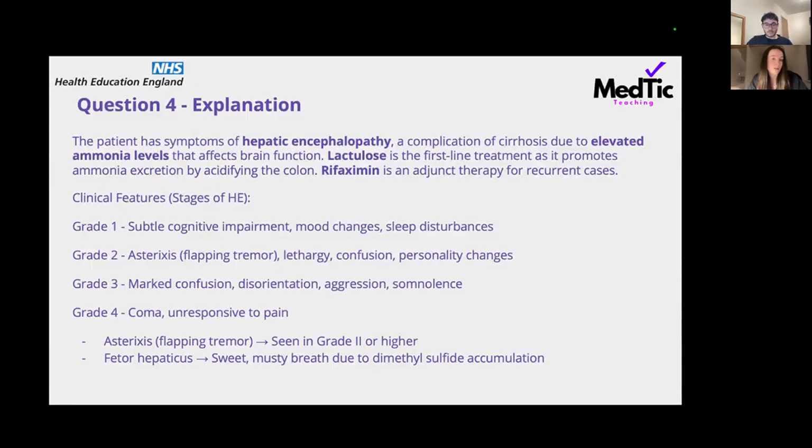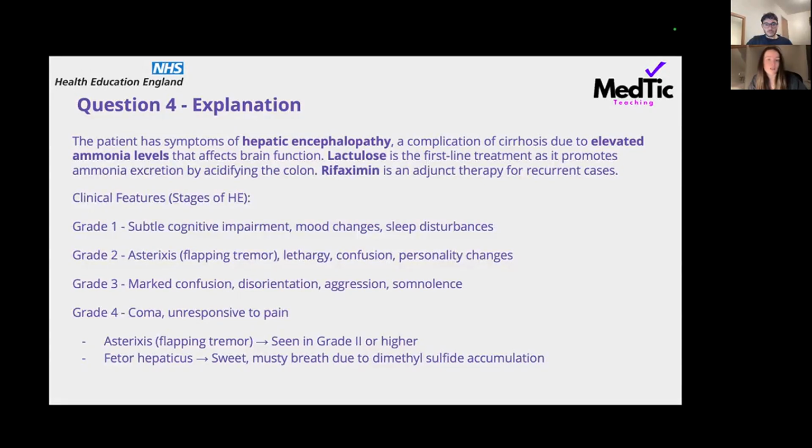In terms of the person that's been in this stem, we'd probably say that they're in either grade 2 or higher hepatic encephalopathy. So probably more grade 2 because he was sleepy, he was a little bit confused. He also had that flapping tremor that we talked about, which is quite commonly seen in hepatic encephalopathy and could come up in your OSCEs as well.